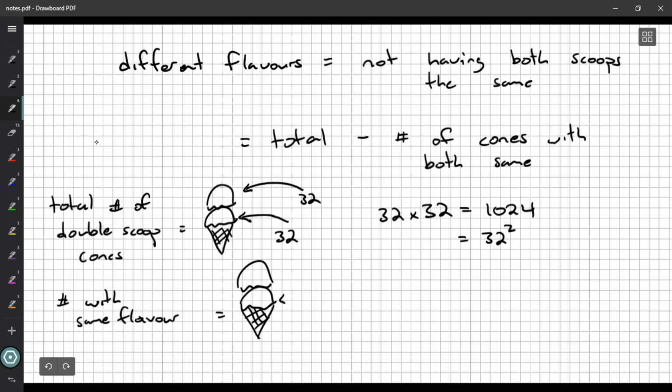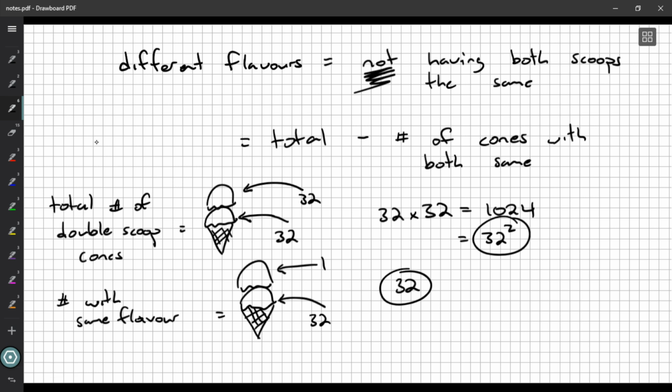Okay. So we pick our first flavor. We got 32 choices for the first flavor, but we have only one choice for the top one. It has to match whatever we chose for the bottom scoop. Okay? Or you can just think of this simply as 32 possibilities. Either it's all chocolate, or it's all vanilla, or it's all strawberry. Okay? So we've got 32 squared for the total cones. We've got 32 cones that we are not interested in.